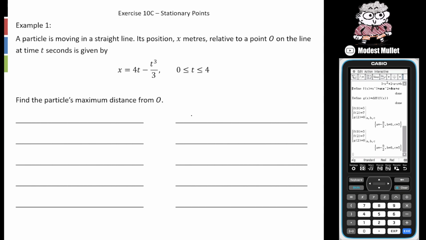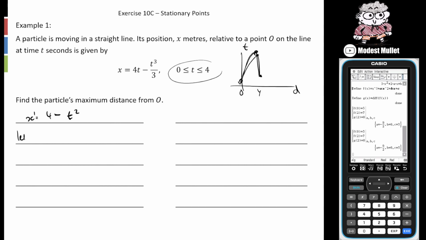So its maximum distance is, if we graph distance versus time, the maximum, we do have a domain, so it could happen to be that it could just be like that, 0 to 4, but we also want to check, it might actually be maybe something like that. There might be a turning point in between 0 and 4. So let's find the derivative. So x dash is equal to 4 minus, we're going to just get t squared.